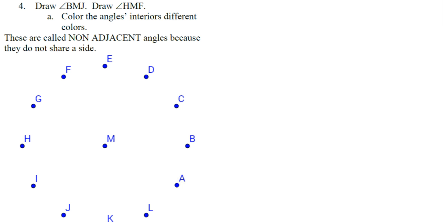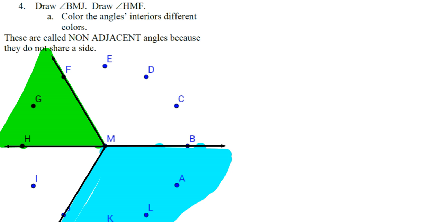If we draw angle BMJ and shade that, and draw angle HMF and shade that, these would be non-adjacent angles because although they have a common vertex, they are not sharing a side. And as of right now, if we measured the angles, we could see that they do not have a common measurement, right? They just have a common vertex. So again, here's an example of what non-adjacent angles could look like.